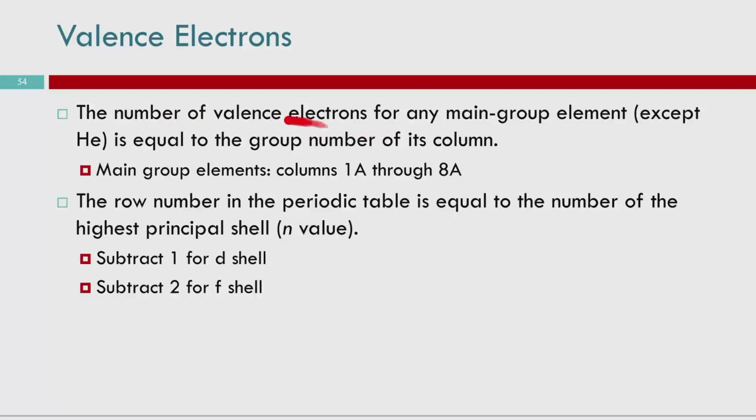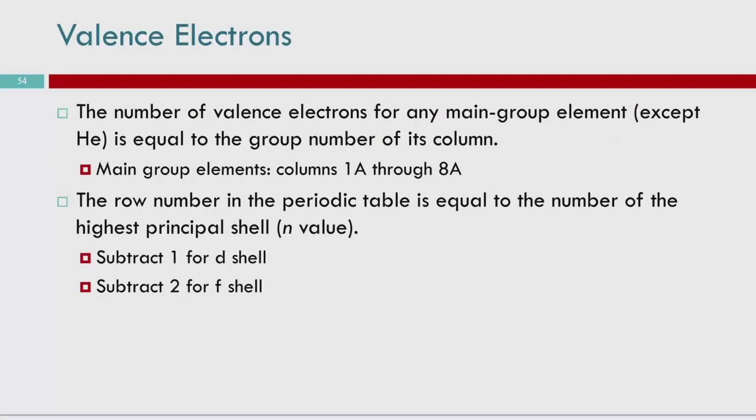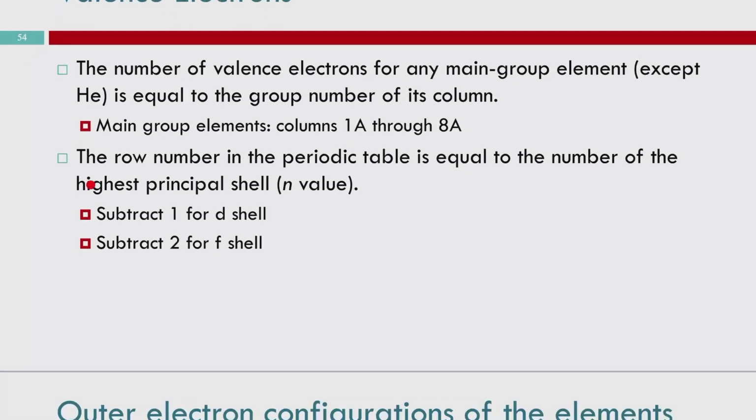So the number of valence electrons for any main group element, except for helium, because helium's weird, is equal to the group number of its column for 1A through 8A. This only works for main group elements. It doesn't work for our transition metals, because our transition metals are weird. And then the row number of whatever block we're in is equal to the number of the highest principal shell.